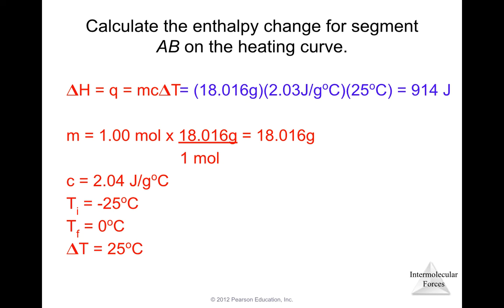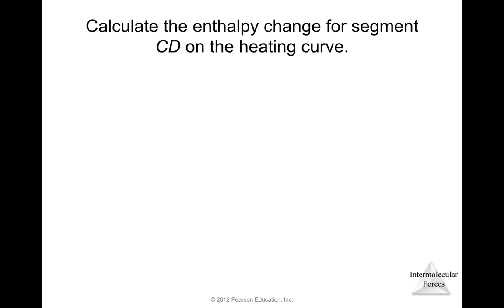Okay, so that's segment A to B. Now we're up to the freezing point. The enthalpy of fusion is going to be that next flat part of the graph. So the next thing that we can calculate is from C to D.